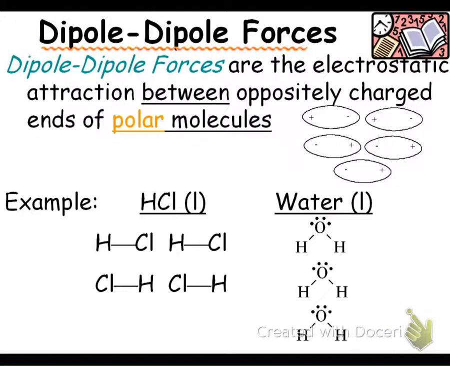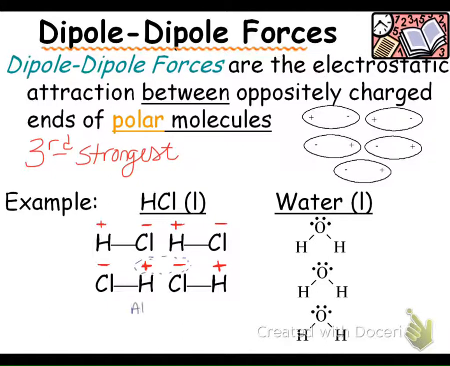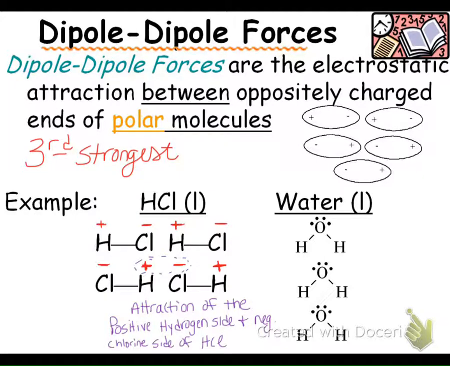Our next interaction is a dipole-dipole force, and these are the electrostatic attraction between oppositely charged ends of polar molecules. It is our 3rd strongest intermolecular force. An example here is hydrochloric acid, or HCl. The positive hydrogen and negative chlorine are going to attract each other, and that is what we call the dipole-dipole force. It's really important that you're able to figure out the electronegativity differences from the bright yellow table that we learned during the chemical bond unit, to be able to figure out if you've got that electron density difference, where you're going to have electrons hanging out more around the chlorine, which is why it's a little bit more negative.